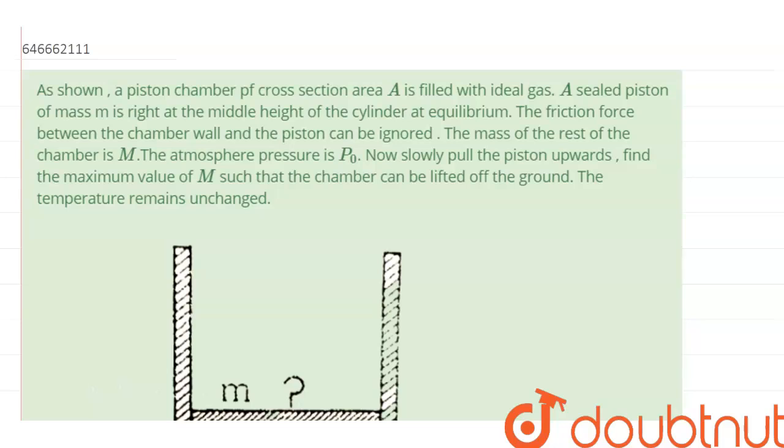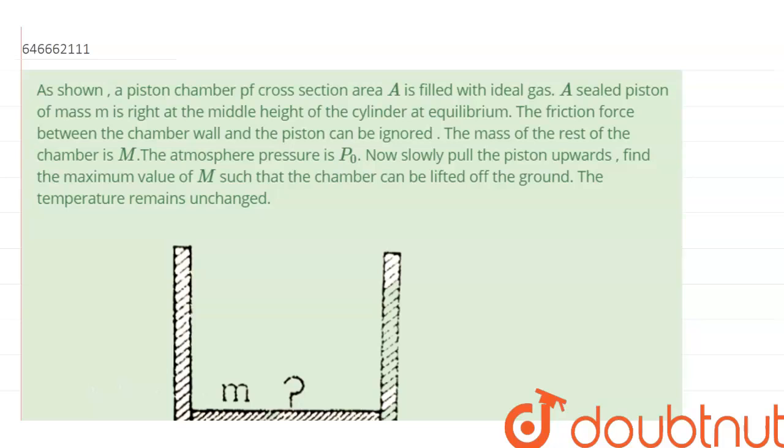As shown, a piston chamber of cross-section area A is filled with ideal gas. A sealed piston of mass m is right at the middle height of the cylinder at equilibrium. The friction force between the chamber wall and the piston can be ignored. The mass of the rest of the chamber is capital M. The atmospheric pressure is P naught.